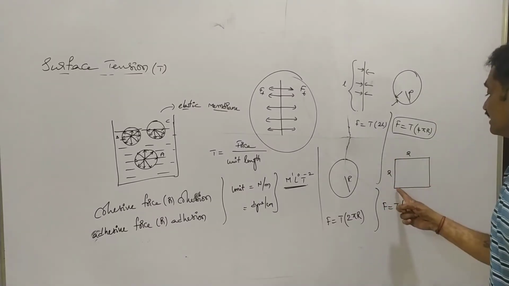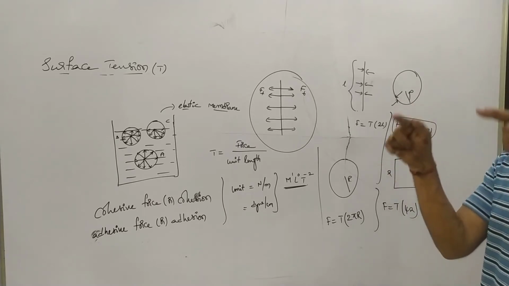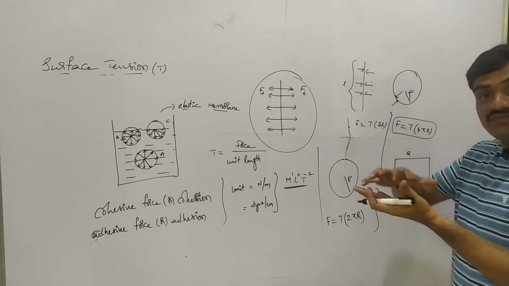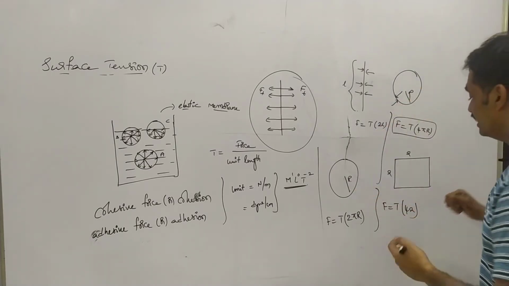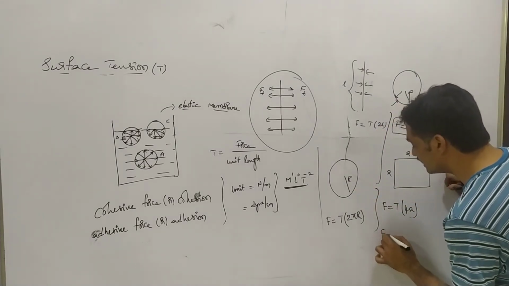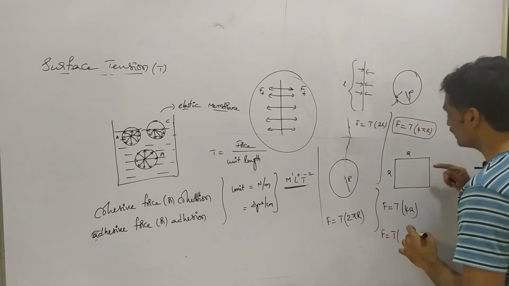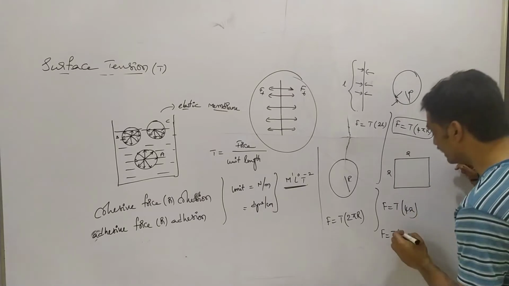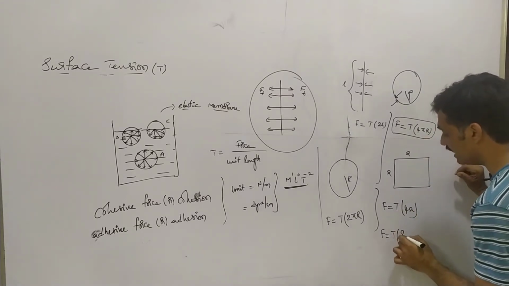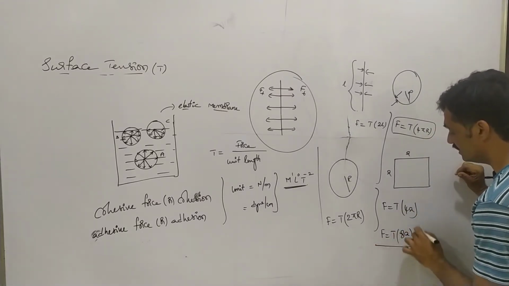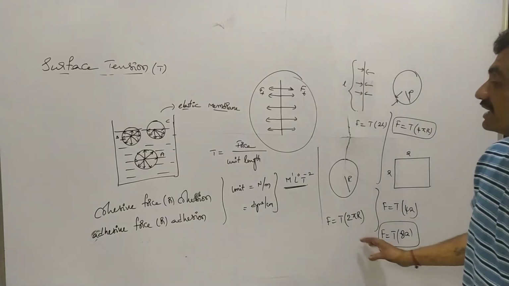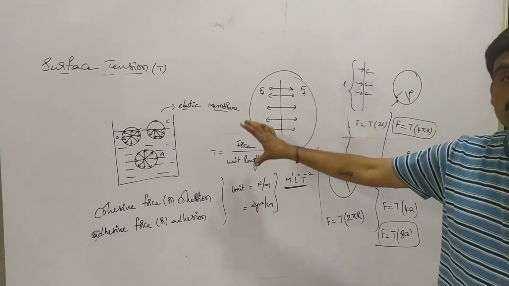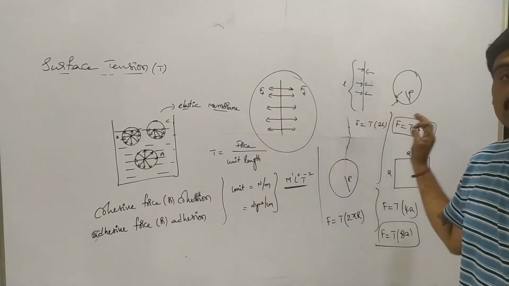Suppose we consider a square which is made up of a wire, and it is floating on the surface. Then the force acting in this case can be given as T into, since the force will be acting on both sides, 8A. In this way we can represent the force based on surface tension in different cases.